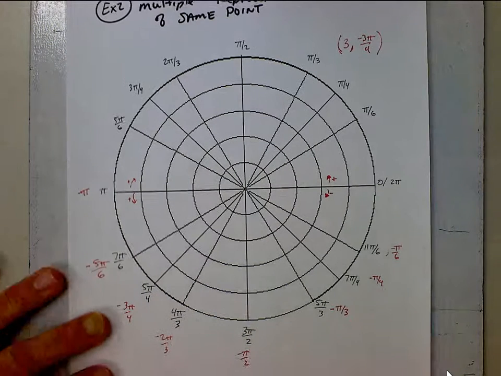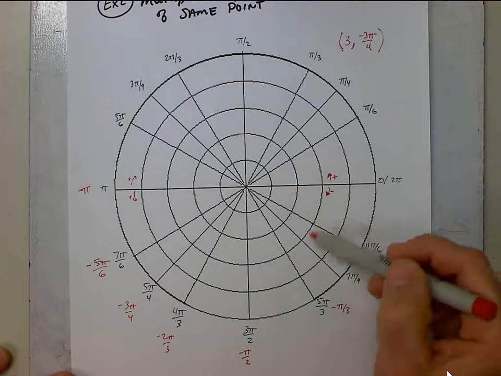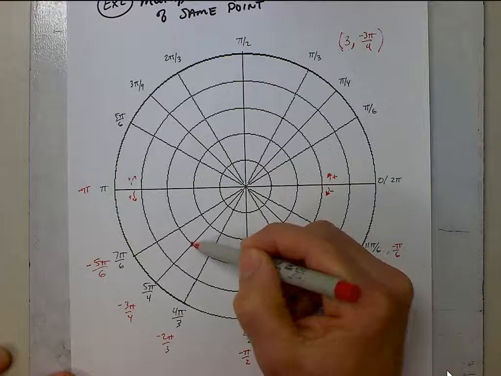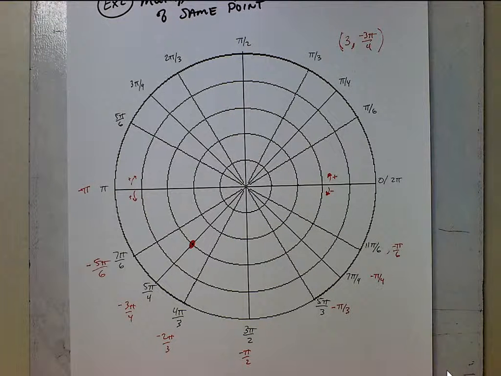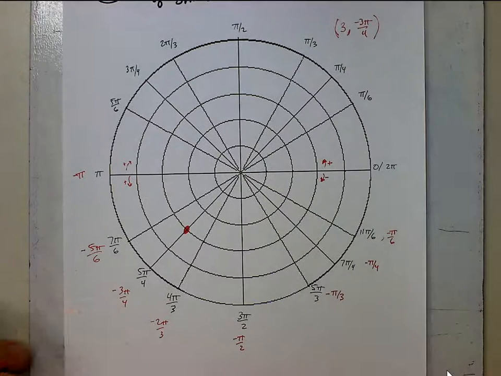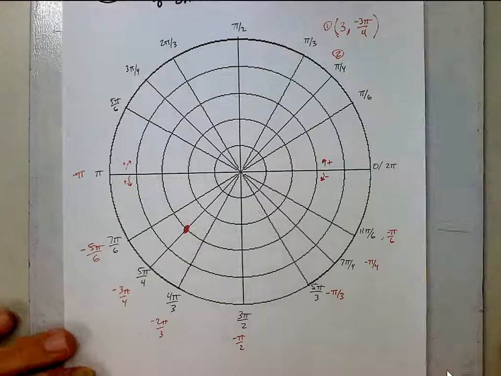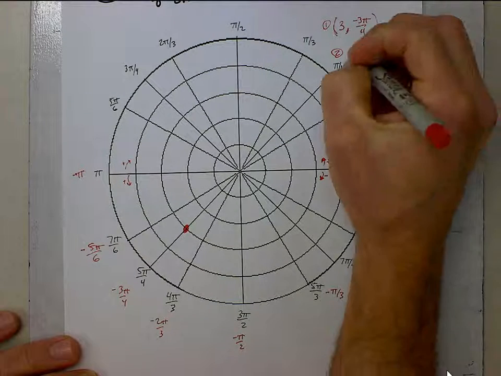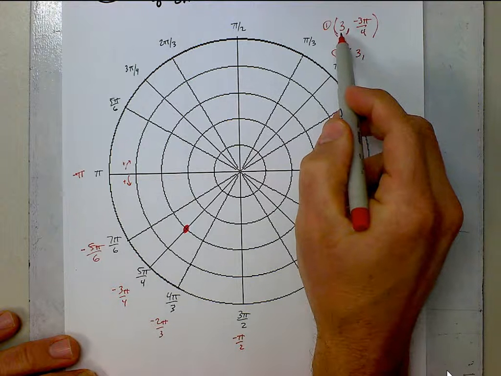So to do 3, negative 3 pi over 4, I go right to there. So there's the point. Okay? That point, though, on the polar coordinate system can have 4 names. So we'll call this name 1, name 2. Two of the names are both going to have a positive first number.